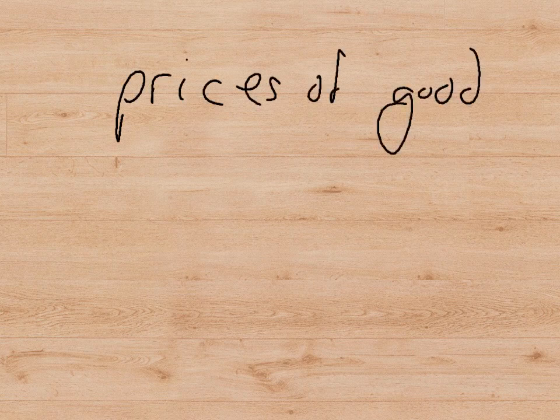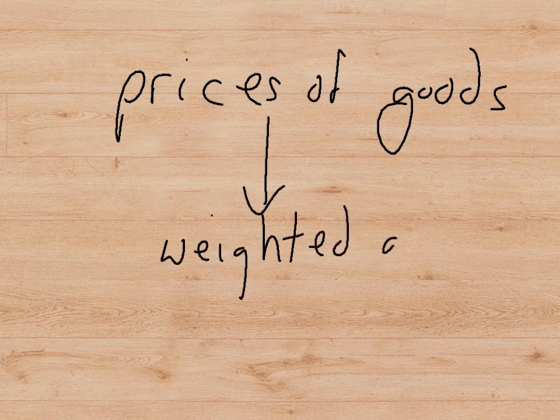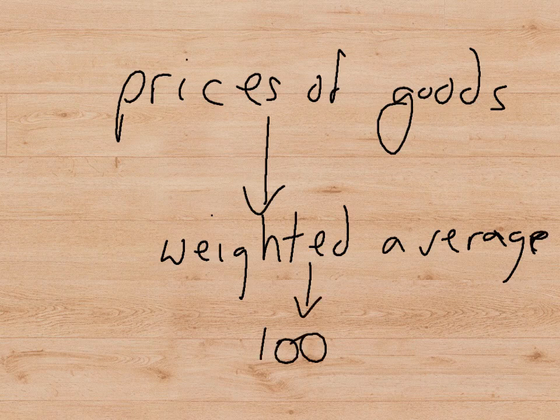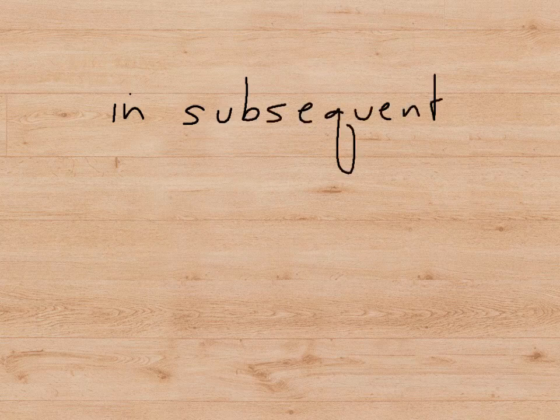So therefore, in summary, we need to collect the prices of goods that we buy as households, and we need to convert those prices into some kind of weighted average price. When we've done that, then for the base year, we call that weighted average 100, and in subsequent years, in the years that follow, we do exactly the same thing.